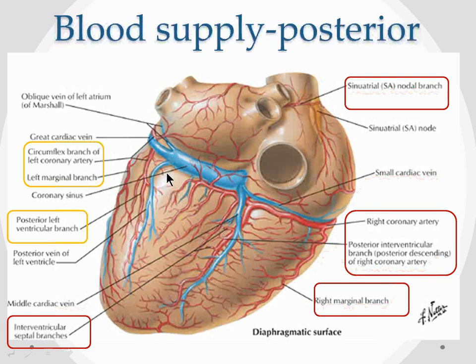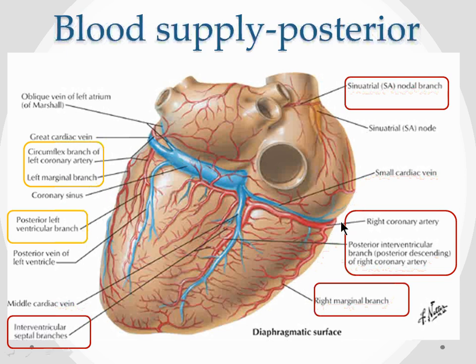So first let's follow the left since we were describing that. So here is this circumflex branch. This circumflex branch again gives branches, as you can see, to the left atrium. It gives branches again to the left ventricle. So some of them are named. Sometimes you just call them posterior ventricular branches. And then it travels in the coronary sulcus and comes very close and often meets the right coronary artery. So there's kind of a superficial anastomosis between the two, meaning joining of the arteries.